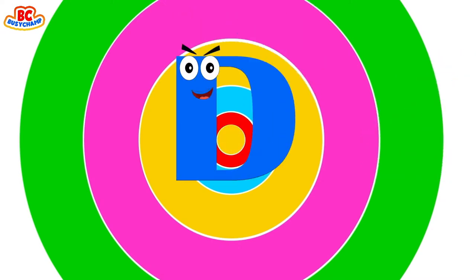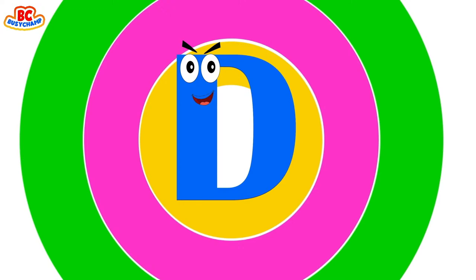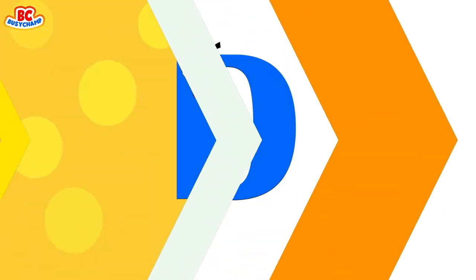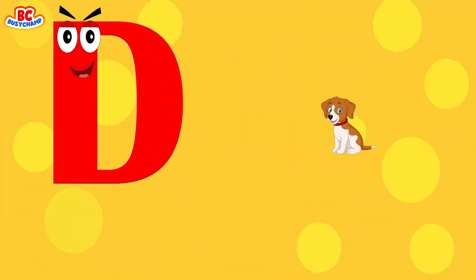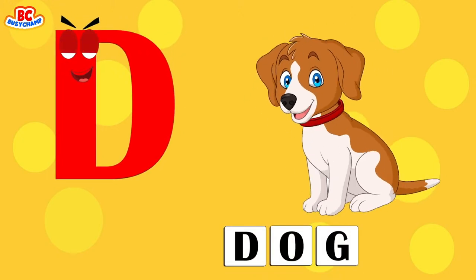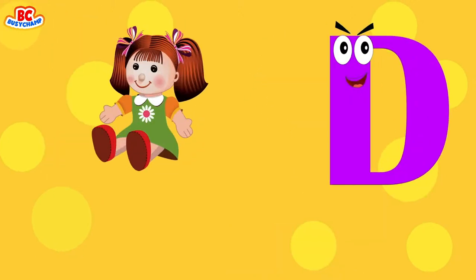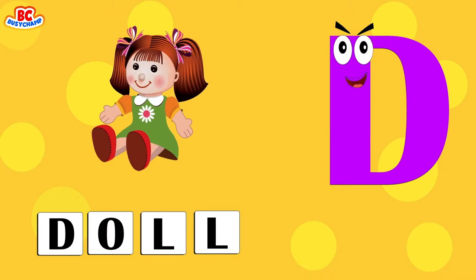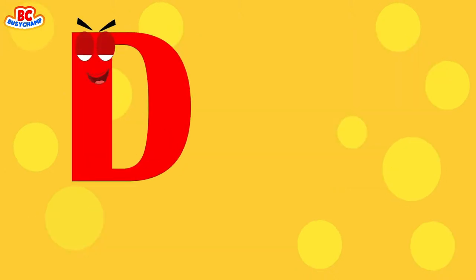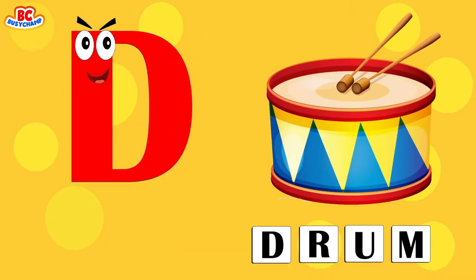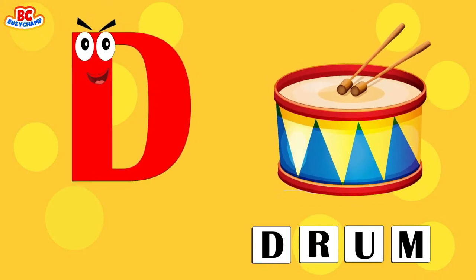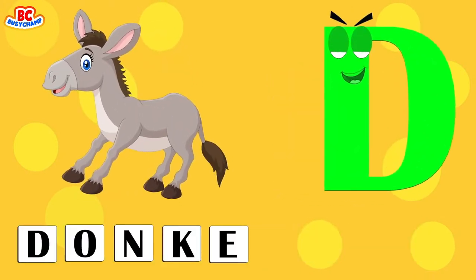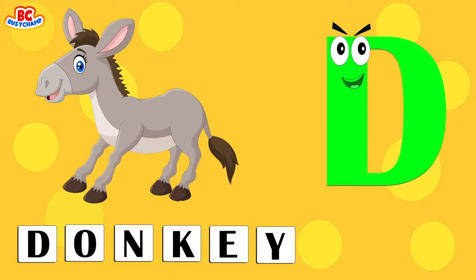Here comes the letter D. D is for dog. D, D, dog. D is for doll. D, D, doll. D is for drum. D, D, drum. D is for donkey. D, D, donkey.